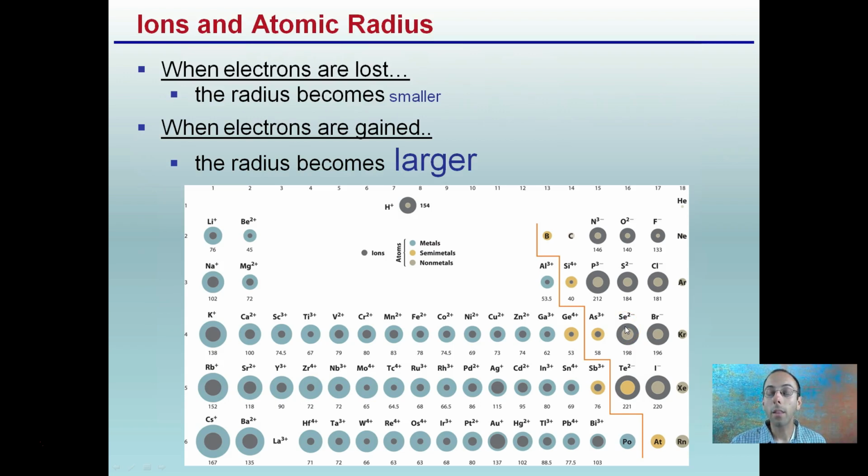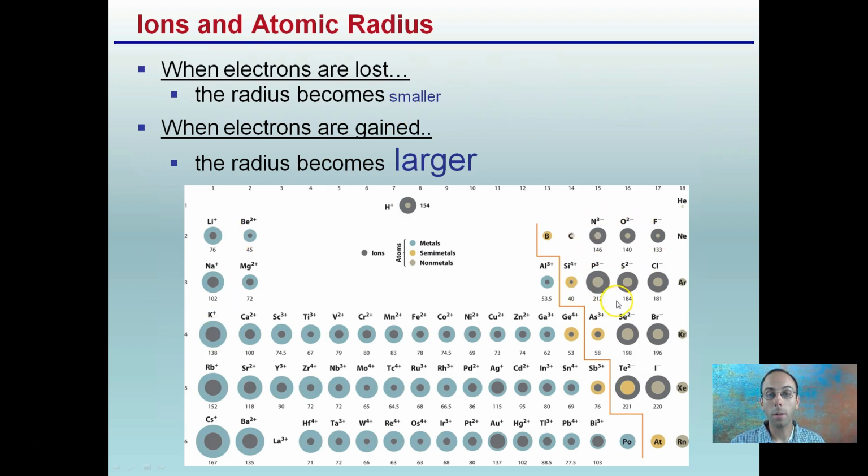Now, ions and atomic radius. So we're looking at atomic radius here. When electrons are lost, the radius becomes smaller. When electrons are gained, the radius becomes larger. So we see that here. We see our ions as the dark gray here. And here we're losing an electron. Therefore, if we're losing an electron, the radius will become smaller. Potassium, which is represented by K+ here, its neutral atom would be this large blue area. When it loses the electron, the radius becomes smaller. And we see that here, it's a smaller radius.